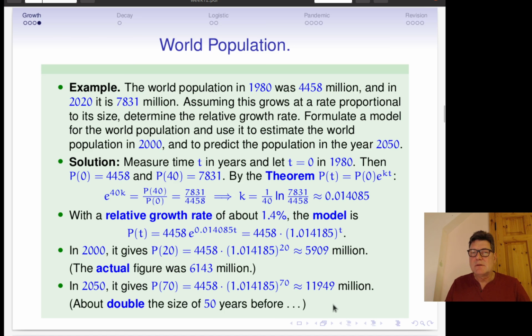That's actually true. And we're now, in 2020, we're now at about 8 billion. When I grew up, the number I learned was 4 billion. And now, 50 years later, twice as much.